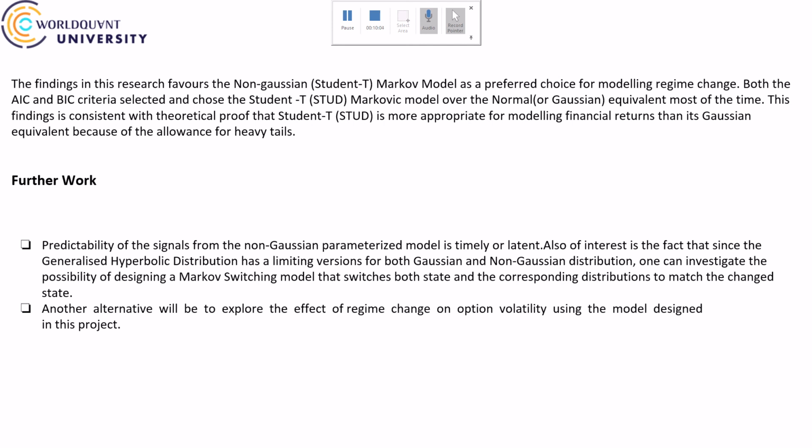And we can also say that, as explained in the first part, this finding is very consistent with the theoretical proof that the student T distribution is more appropriate for modeling financial returns than its Gaussian equivalent, because of the allowance of heavy tails.